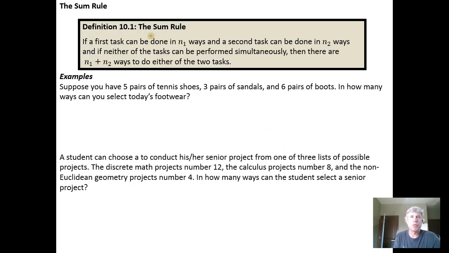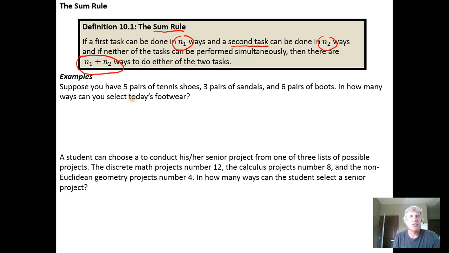We're going to be focused on the sum and product rules in this video. So the sum rule is really simple. It says, suppose you have two tasks that you need to accomplish, two tasks that can't be done at the same time. If the first task can be done n sub 1 ways, and the second task can be done n sub 2 ways, then the two tasks can be performed n sub 1 plus n sub 2 ways. There's going to be n sub 1 plus n sub 2 ways to do it. And the key is that you can't do the two things simultaneously.